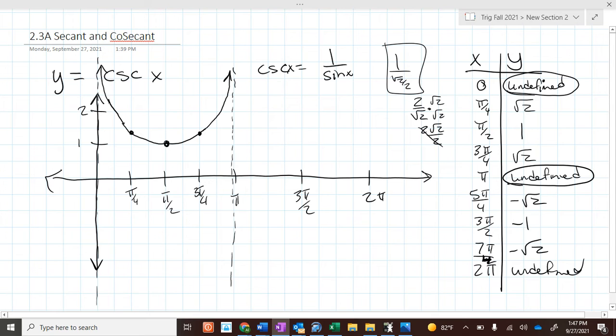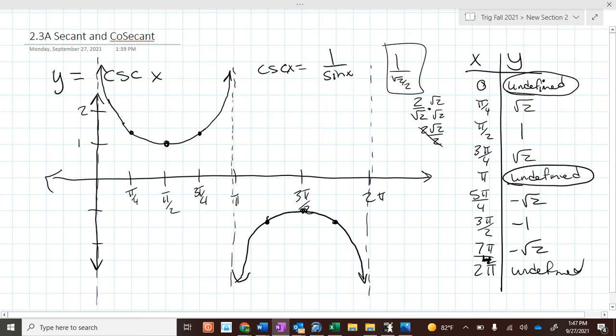Okay? Now, 5 pi over 4 is negative square root of 2 over 2, which is negative 1.4. About right there. And 3 pi over 2 is negative 1. And then 5 pi over 4 is there. And 2 pi, we're going to be undefined, so we got another asymptote going on. So we've got another parabola going down like this. Okay? And there we go. Now, was that kind of a lot of work?